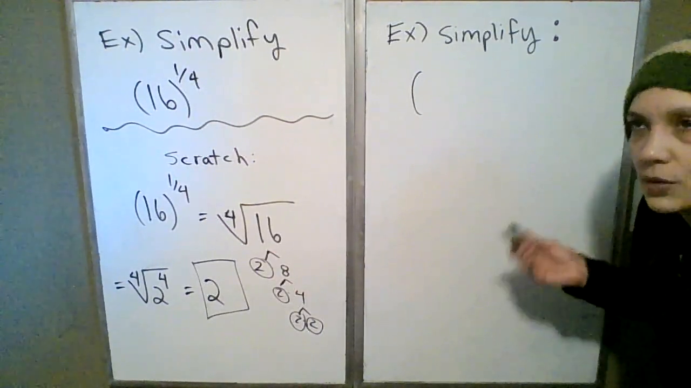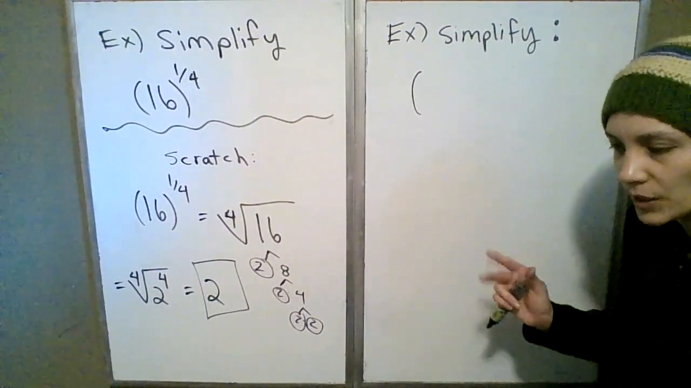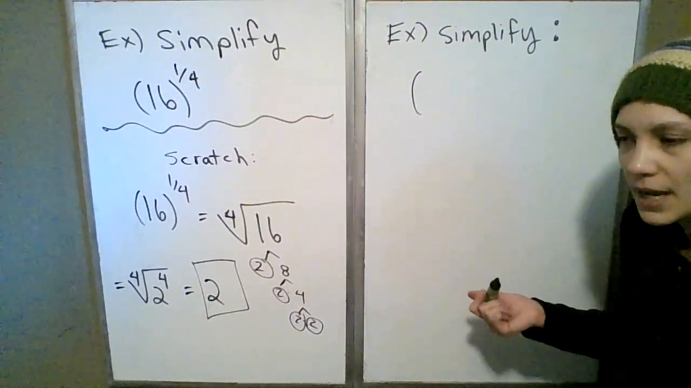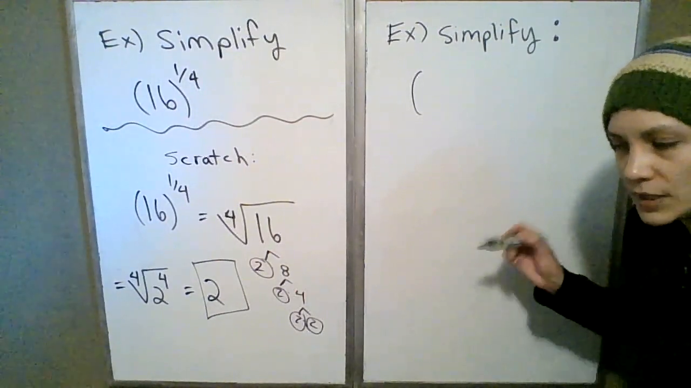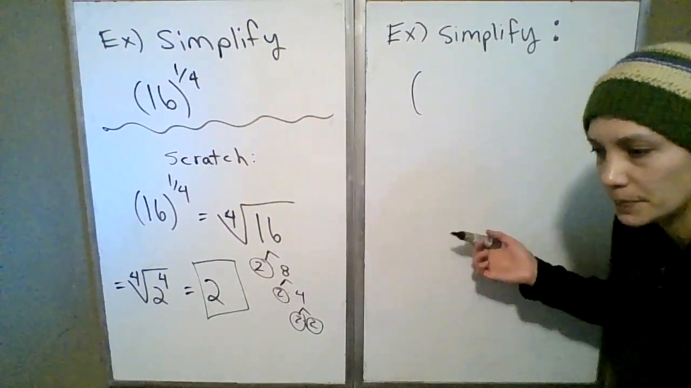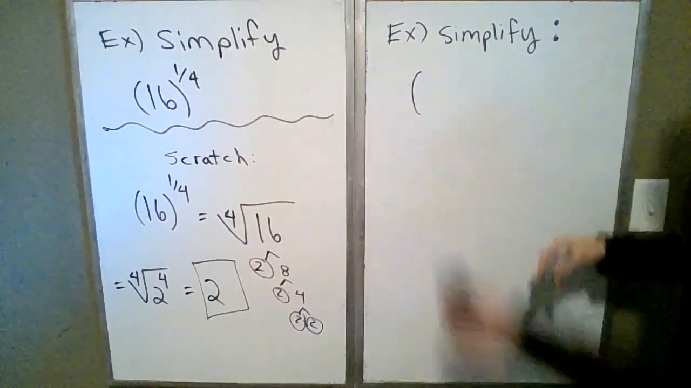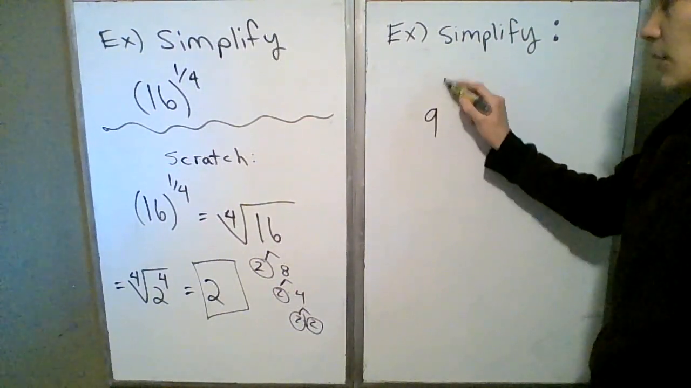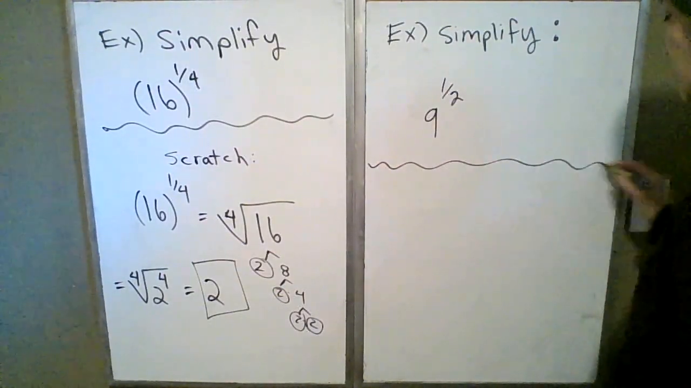But my goal is to teach you how to use radicals for your homework, and that means how to change these fractions to roots. So you could do that, but I don't know the rules for what to do next. Let's give it a quick try. Let me do a quick example. Let's say we've got 9 to the 1/2.